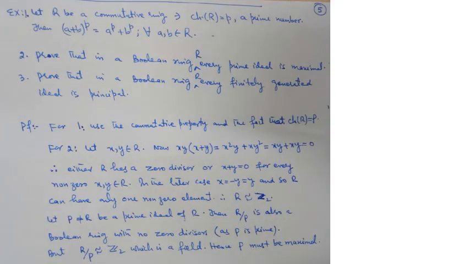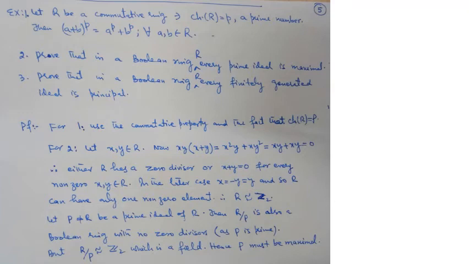Now we have some more facts about characteristic. Number 1: Let R be a commutative ring such that characteristic of R equals p, a prime number, then (a plus b) raised to power p equals a raised to power p plus b raised to power p for all a, b in R. Number 2: prove that in a Boolean ring R every prime ideal is maximal, and prove that in a Boolean ring R every finitely generated ideal is principal.